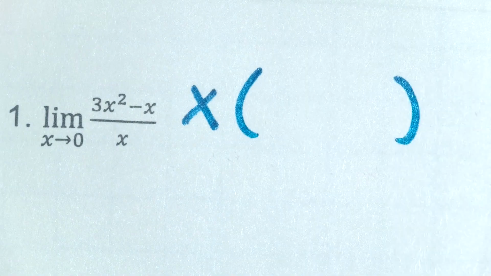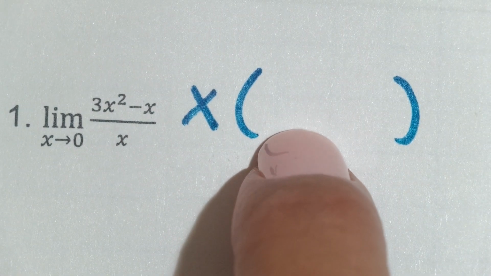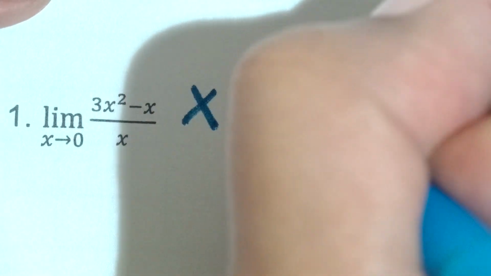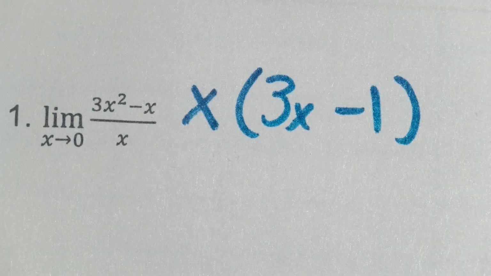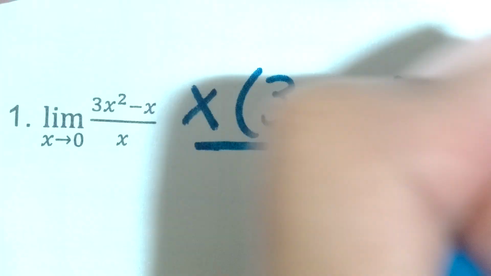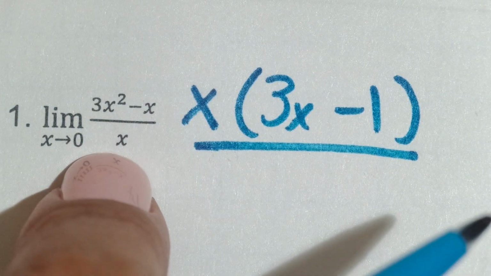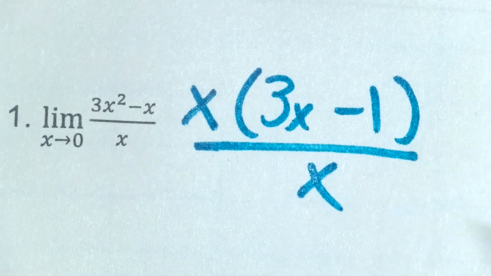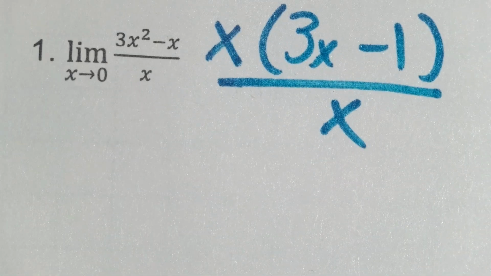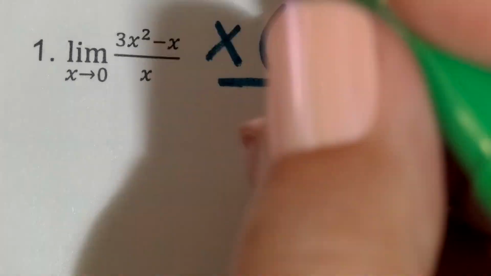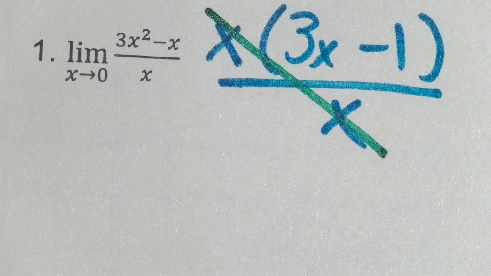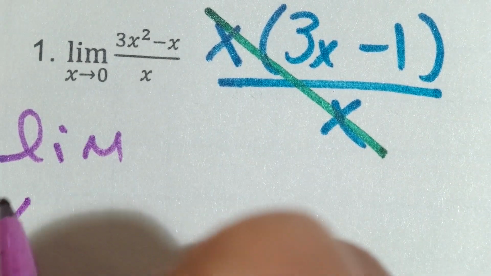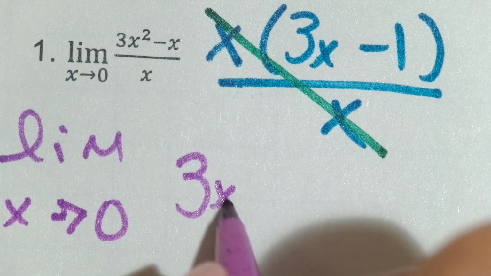So then what goes in the parentheses? What goes into my binomial? 3x minus 1. Okay? Questions? We sure? Can I factor anything in the denominator? No. So I just do that. Now what do I do? Cancel. Then rewrite. So then we have the limit as x approaches 0 of 3x minus 1.